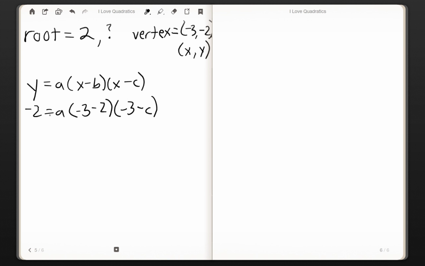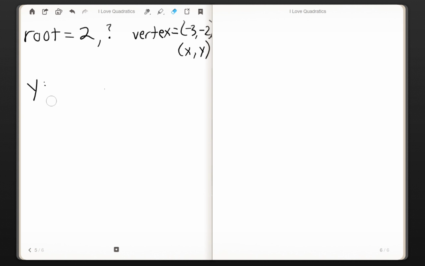Now here's the problem. We have one equation here, but two variables that we have to solve for, a and c. So that is not possible. So we can't use root form to solve this. Instead, we're going to have to use vertex form.